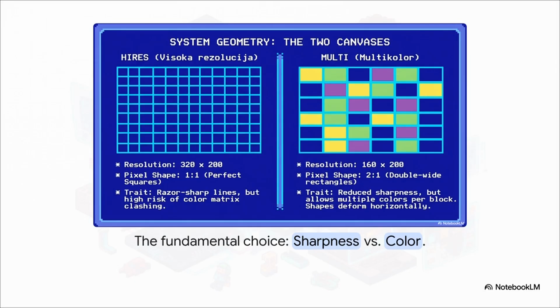But your color palette is incredibly limited. Then, on the right, you've got multicolor mode. Now you get more colors to play with, which is great, but look close. The pixels are these wide, fat rectangles. Your horizontal resolution is literally cut in half. So, sharpness for color or color for sharpness? That was always the choice.